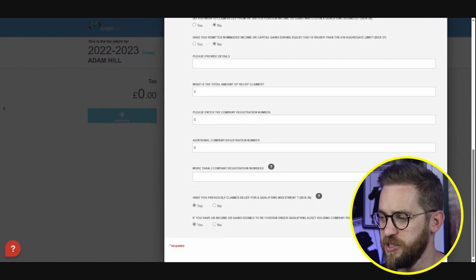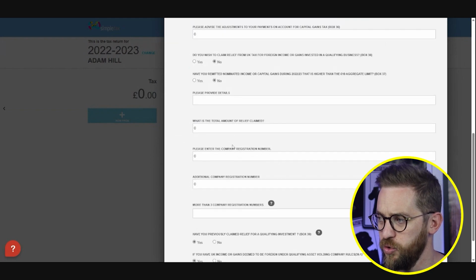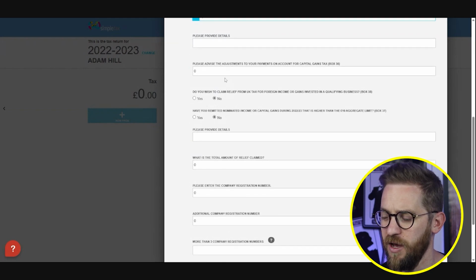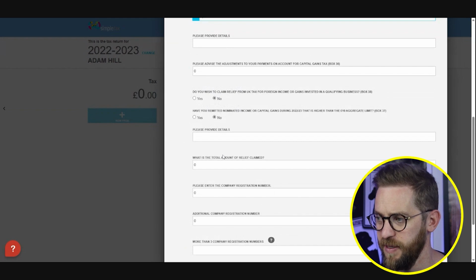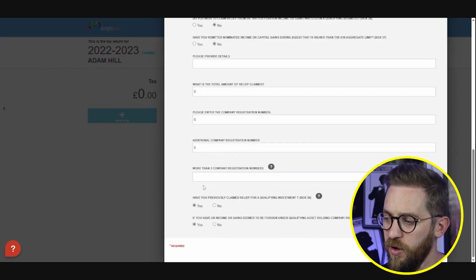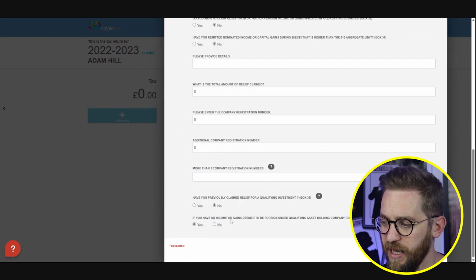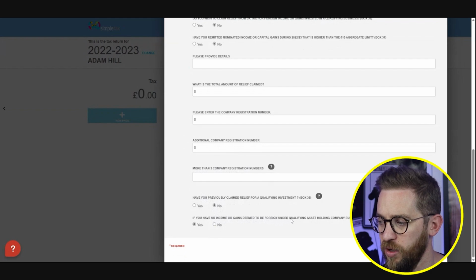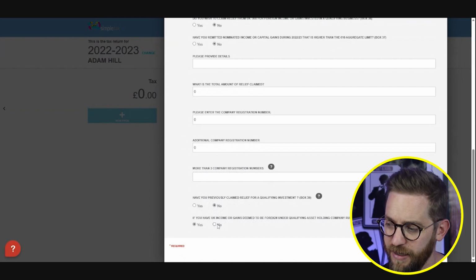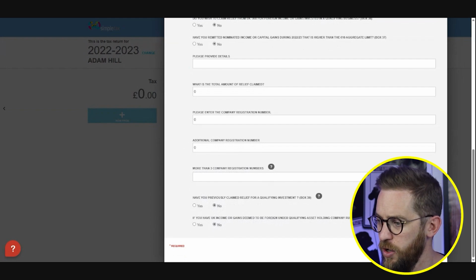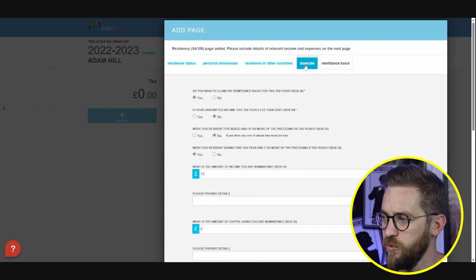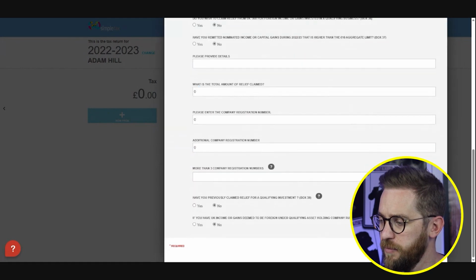Please enter the company registration number. This all applies to the qualifying relief, investing in a qualifying business up here. And then at the bottom, we've got, have you previously claimed relief for a qualifying investment? No. If you have UK income or gains deemed to be foreign under qualifying asset holding company, again, we'll just leave these all as no. So I'm happy. I've completed all of these. I've worked through each tab and I'm going to save that.